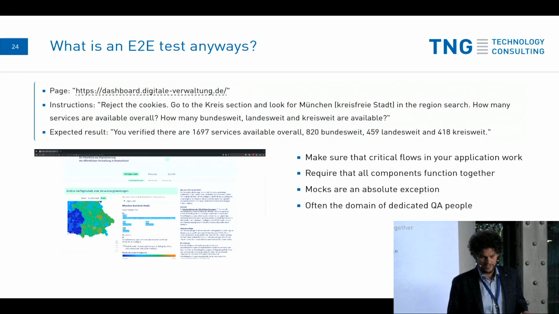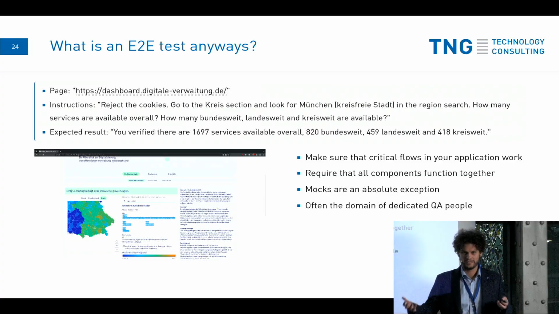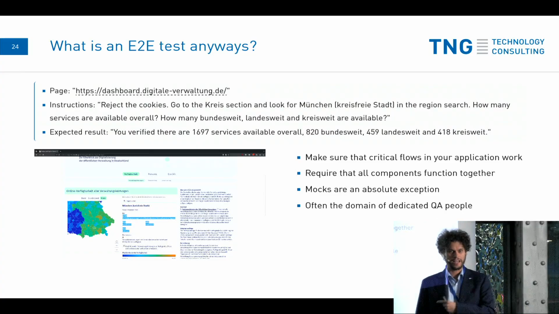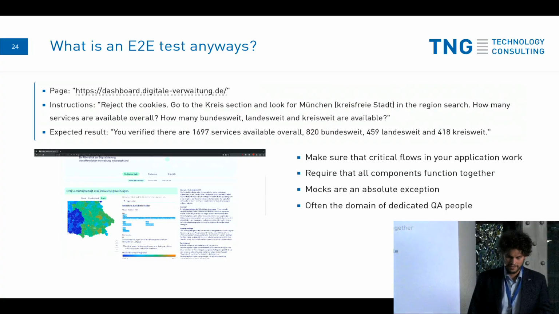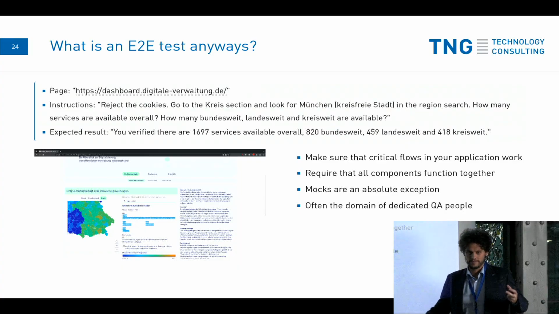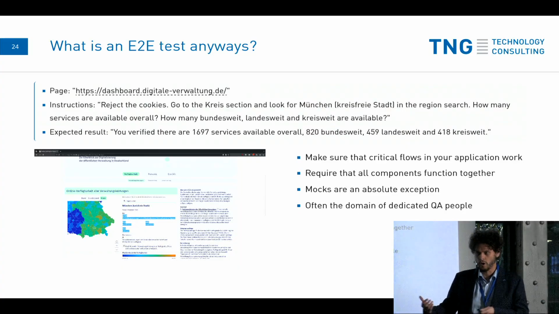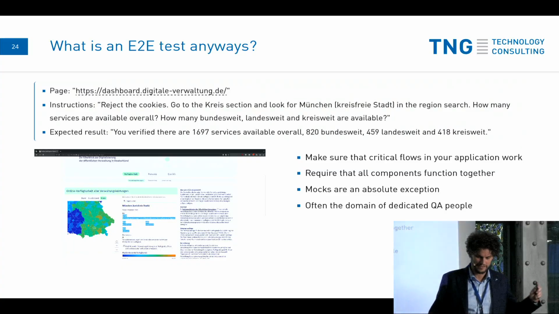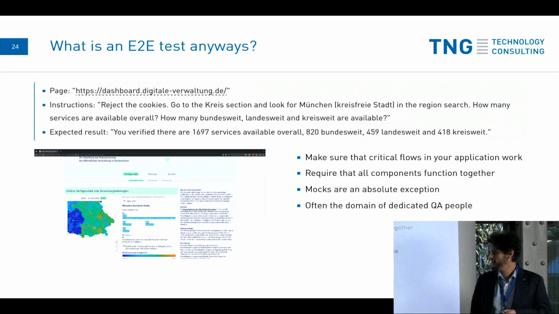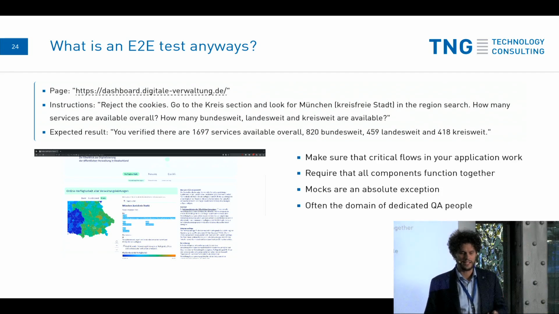But what do you use these for? You make sure critical flows in your application work. I mean, you, as someone who runs this page, you want to make sure that anyone who uses this page can look up those numbers. They can use the map and go to the numbers for their district. You require that everything is working together, your entire system, and you're not mocking anything. There's maybe some real exceptional cases where you would do that. And often, these kinds of tests are even the domain of dedicated QA people.